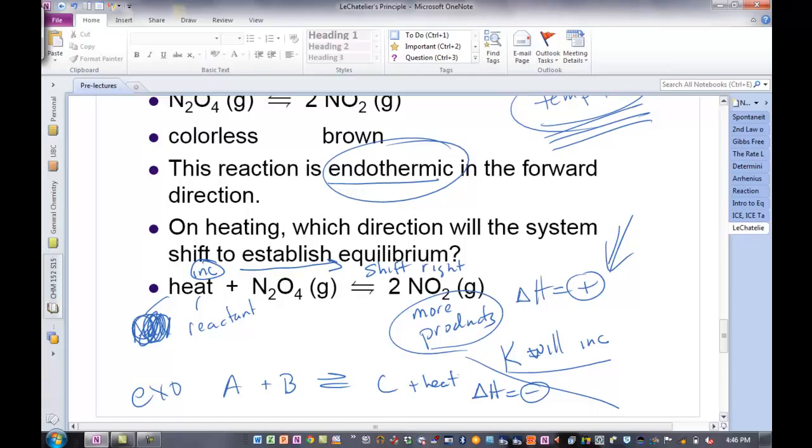So now if we increase temp, we add more heat. It's going to shift to remove it. So for exothermic, an increase in temperature shifts it to the left, producing more reactant, and that will change your K as well. So exo and endo are going to go different directions when you raise the temperature. You will see that in the Sapling pre-lecture quiz as well.